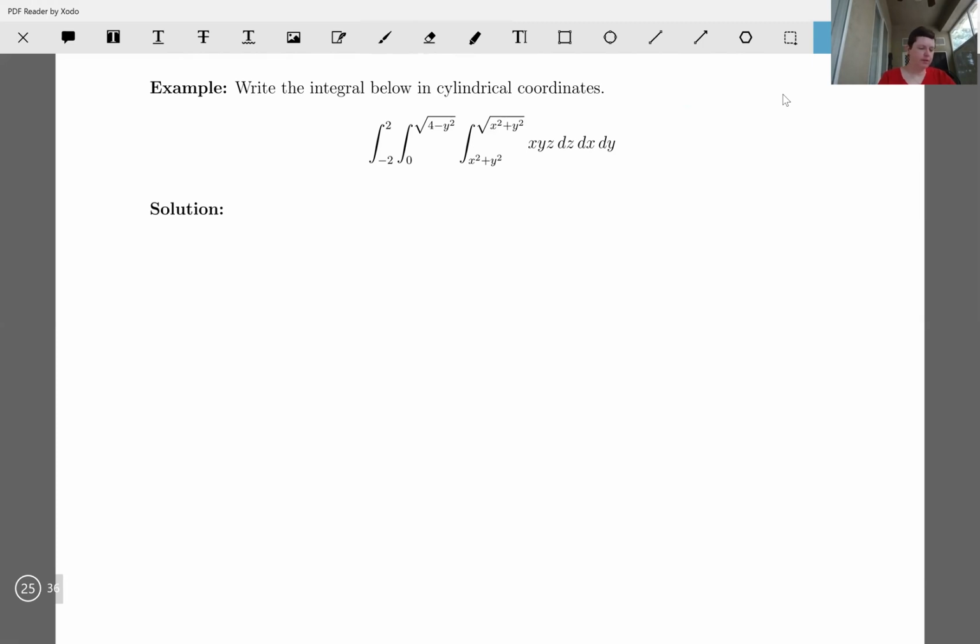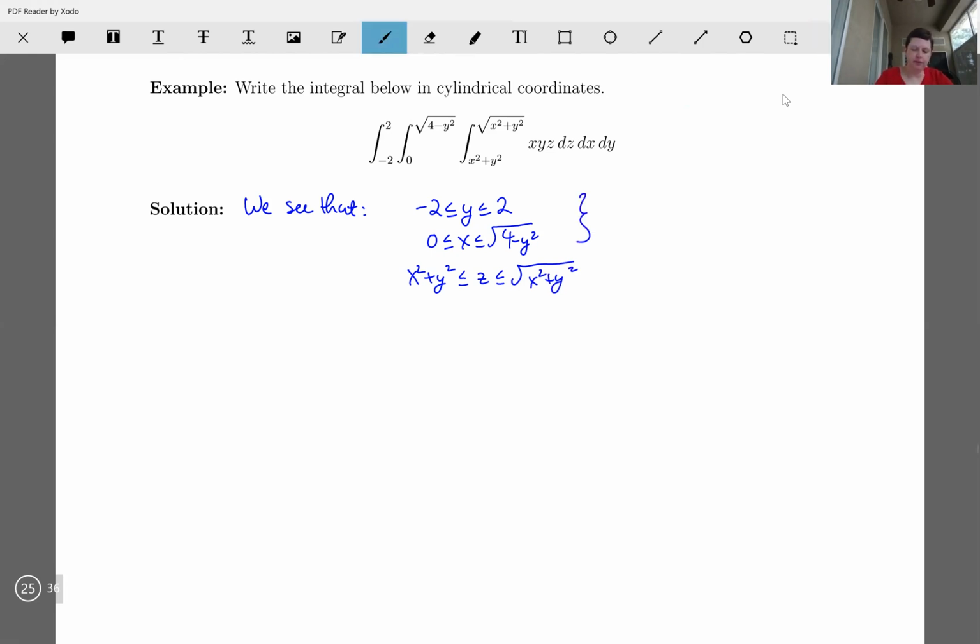Alrighty, so let's write down what the limits are on our various variables. So what are our limits? We see that the -2 to 2, that's on y. So y is between -2 and 2. X is between 0 and square root of 4 minus y squared, and z is between x squared plus y squared and the square root of x squared plus y squared. Okay, so these first two things, these define our region capital D.